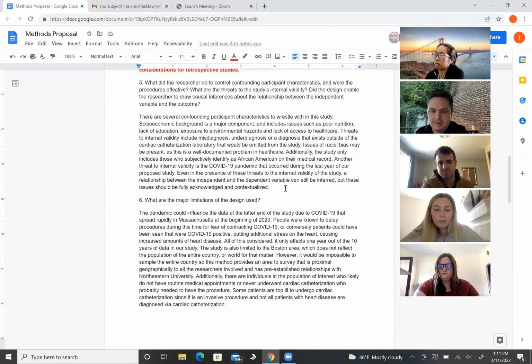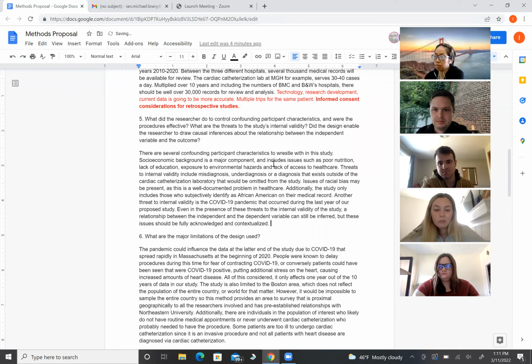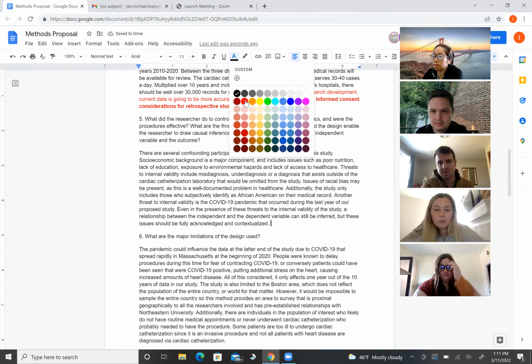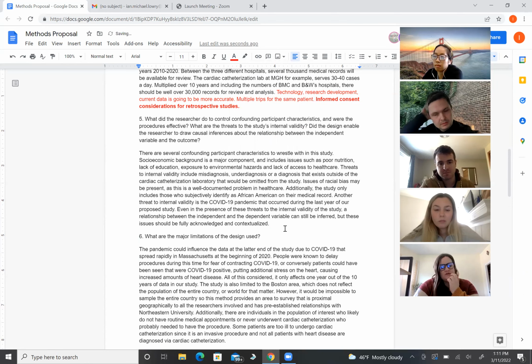So, anyone have anything to add for this piece? I think that's covered pretty well. Yeah, I think that's very thorough. Good job. I think the COVID part too was actually really important. That's something I didn't even think of.